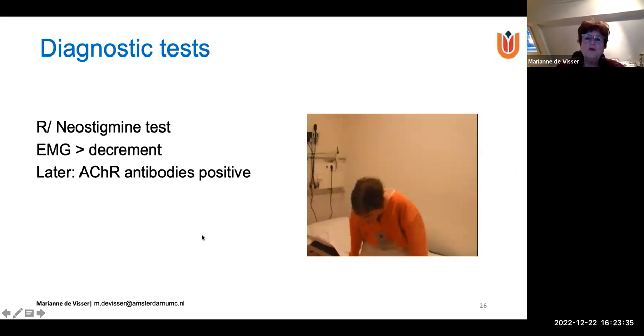The EMG showed a decrement, which is very typical of myasthenia gravis, and it always takes a while before the results of the antibodies come in, but she was found to have positive acetylcholine receptor antibodies. So in this patient, the dysphagia and dysarthria were presenting symptoms.